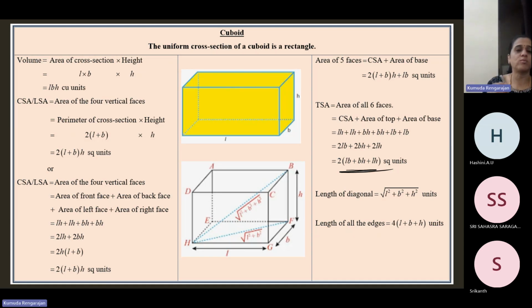You just take a cuboid and mark length, breadth, and height. You will understand. You can take a notebook and mark L, B, H with a pen, and then you will understand.